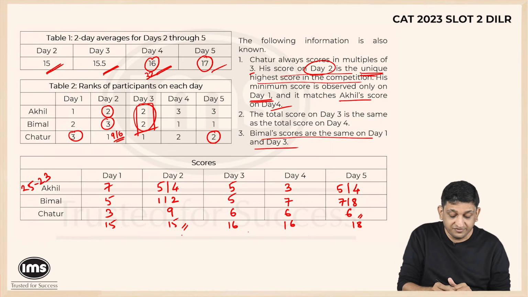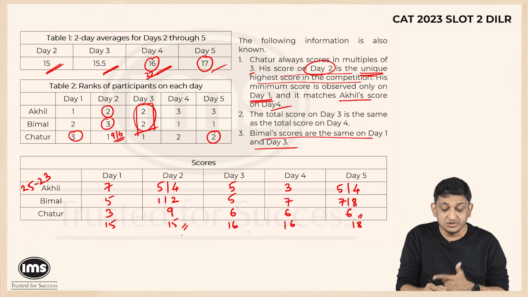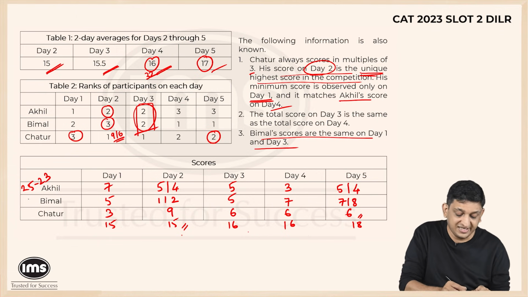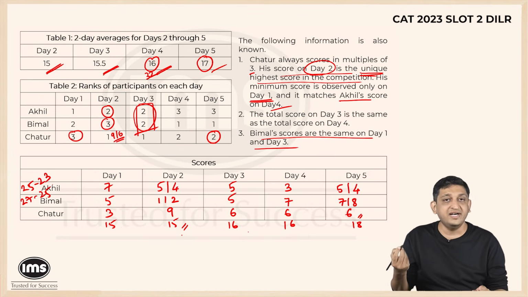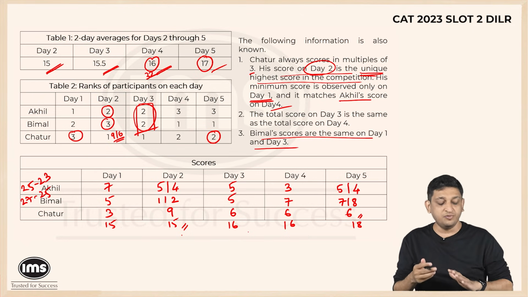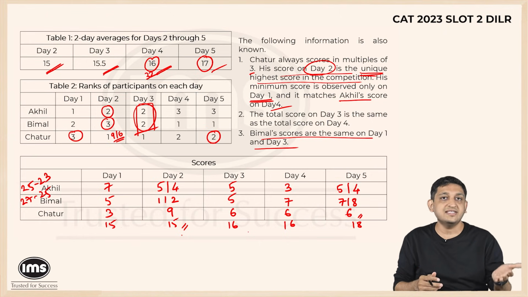Bimal, 5. Best case, 2. 5 plus 2, 7. 7 plus 5, 12. 12 plus 7, 19. 19 plus 8, best case, 27. Worst case, 1 less, 1 less. I know that Bimal, worst case, would have scored 25. So Bimal's scores could be 25, 26 or 27.